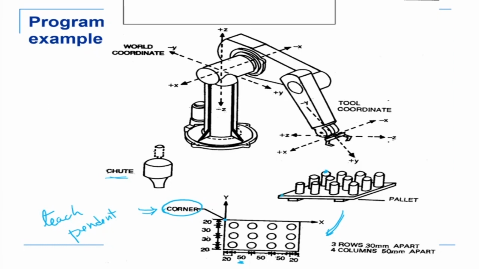Now it's difficult to get the corner point from a sensor. So one way would be you use the teach pendant, take the robot to there and see what is the position orientation, and then say corner is equal to that.